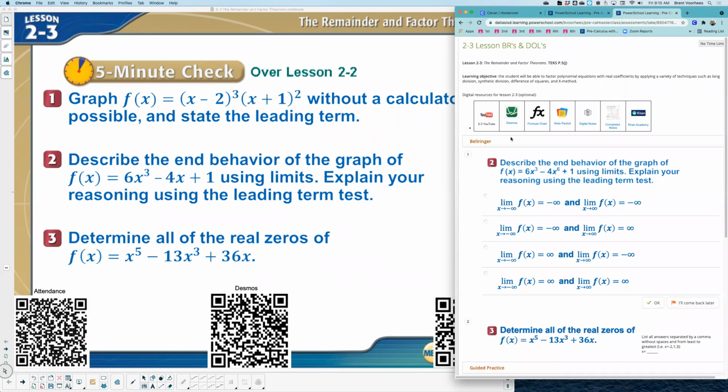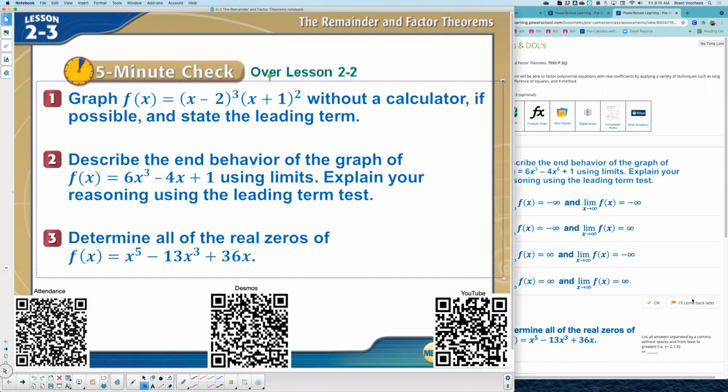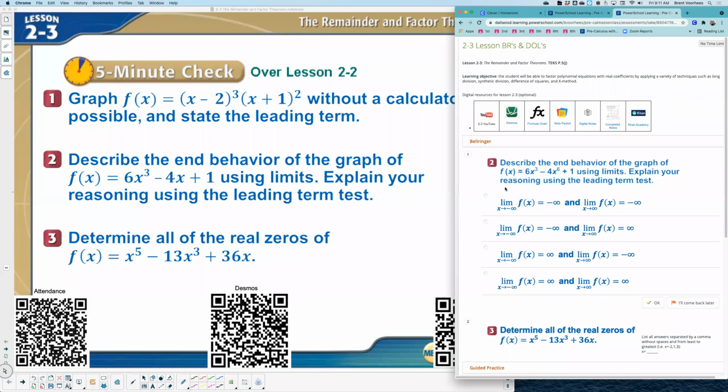Do I have it open? What's going on? Mine is not. Oh, that's number 2. Okay, you have a question. There's another one.